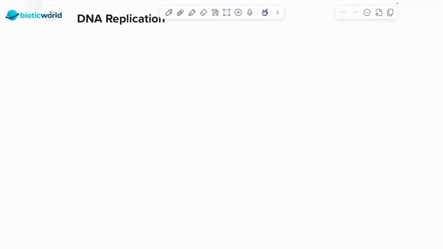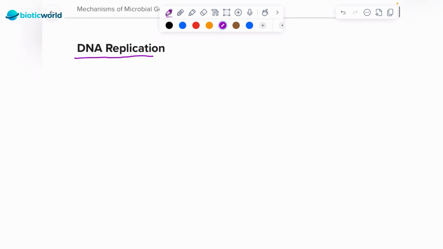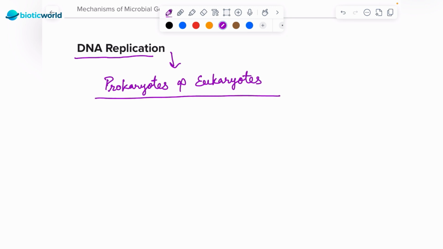Today we are going to start our new topic, that is DNA replication. In this topic we will study the process in prokaryotes and eukaryotes organisms. There are several differences between DNA replication in prokaryotes as well as in eukaryotes. I know you all have the understanding of the differences between prokaryotic organisms and eukaryotic organisms.